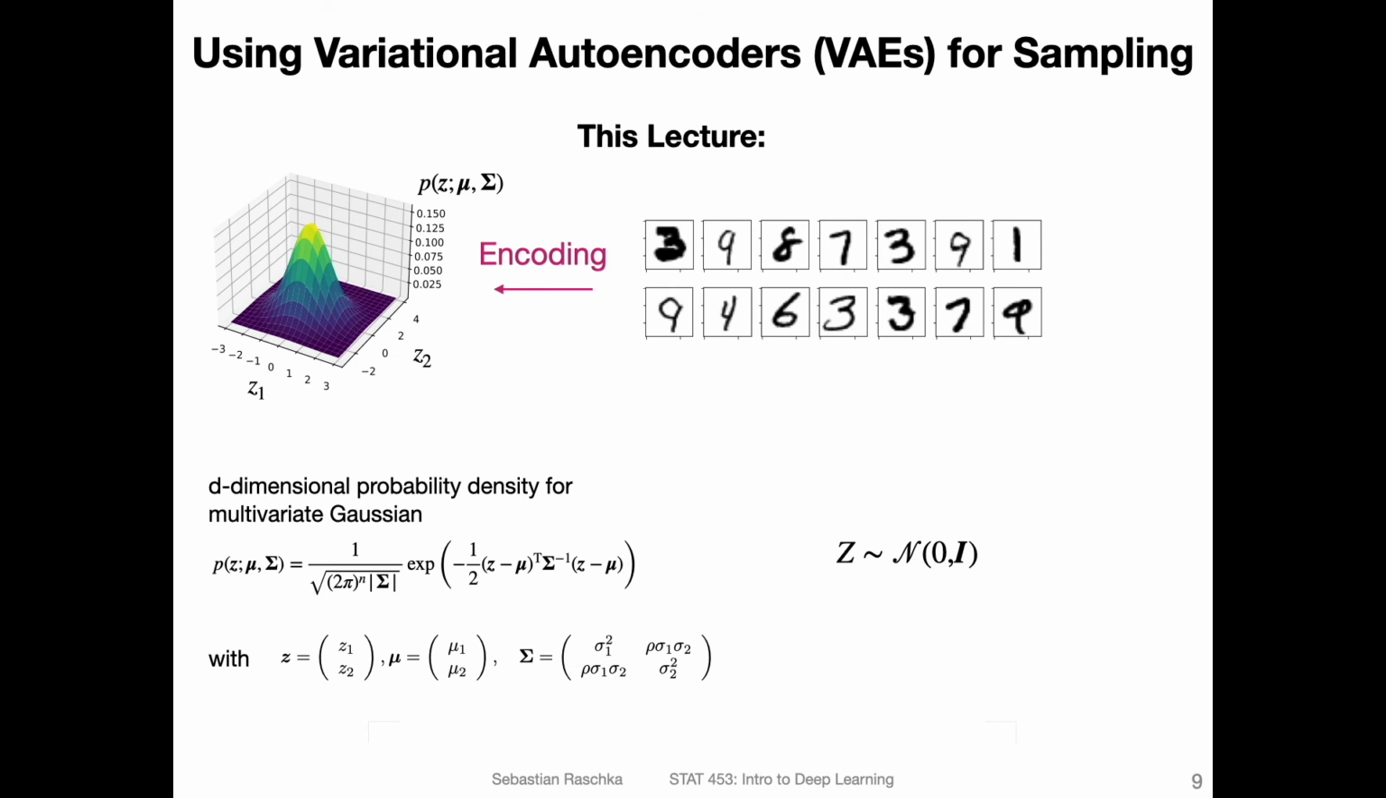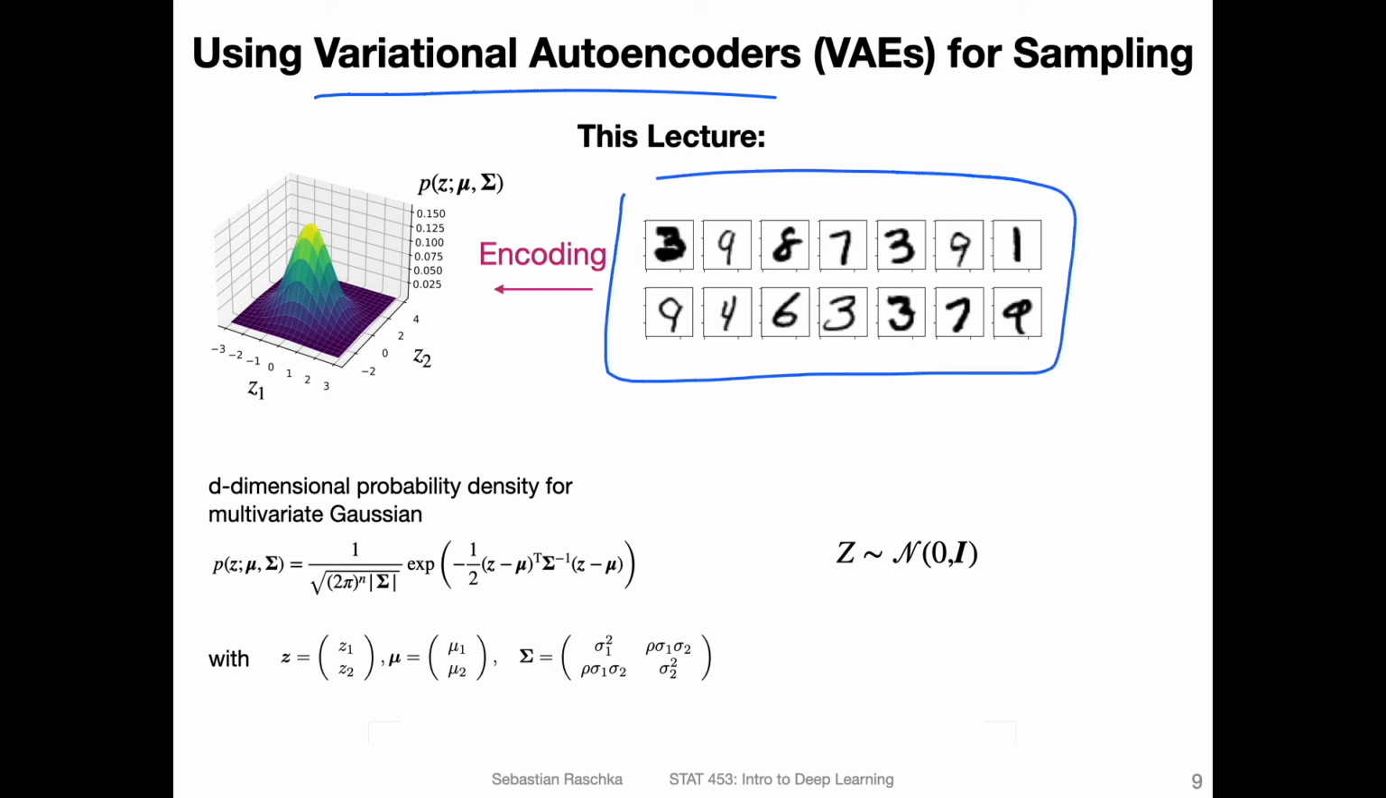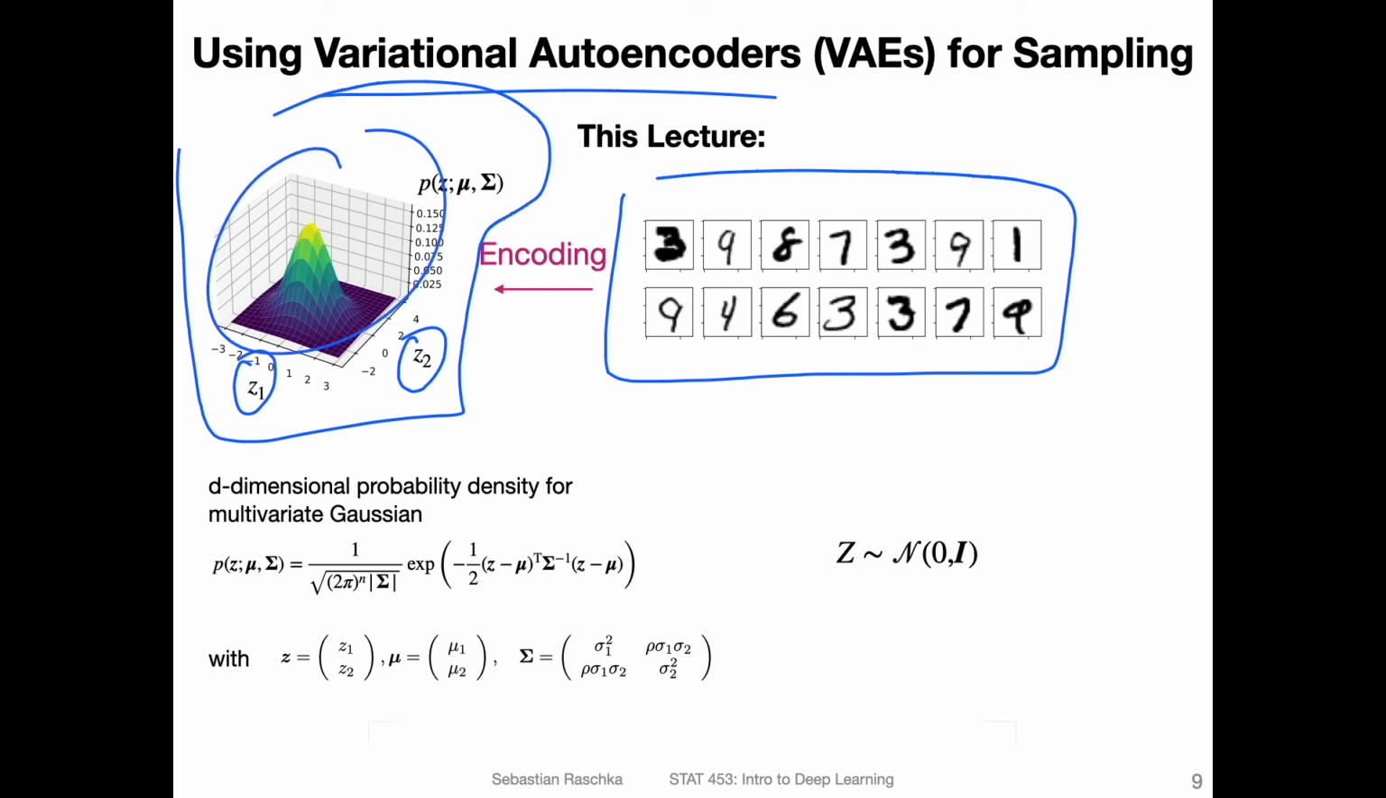Let's now consider the variational autoencoder. We still have the same MNIST dataset, but now when we are training this variational autoencoder, the latent space will follow a standard multivariate Gaussian distribution. Here, just for example, I have only 2 dimensions, but of course, like for a regular autoencoder, the number of dimensions is arbitrary. This is just the density function of the multivariate Gaussian.